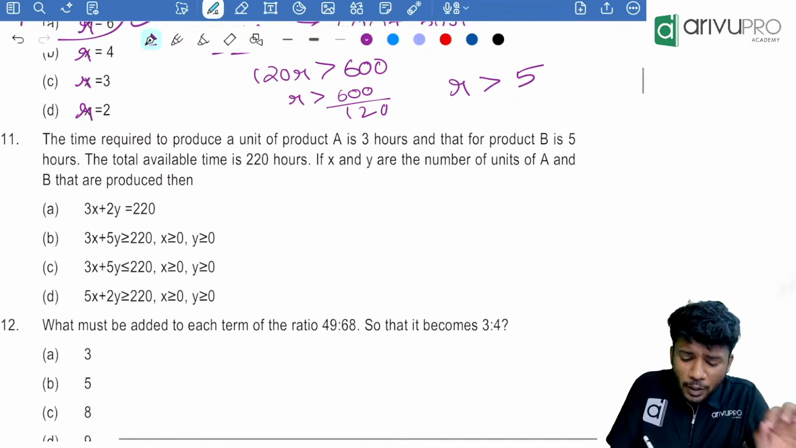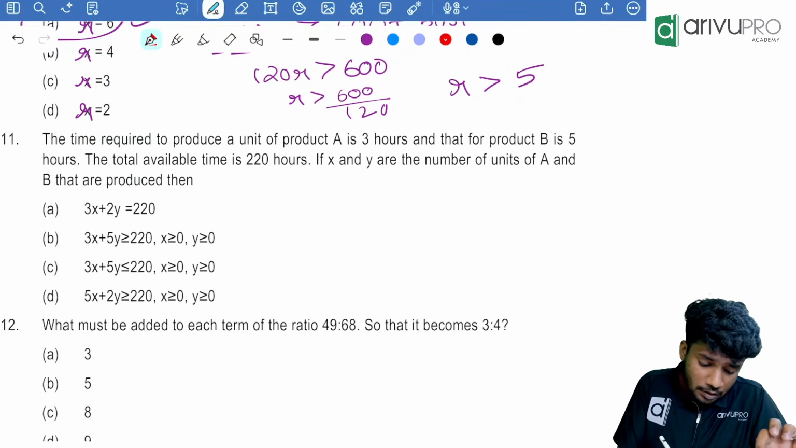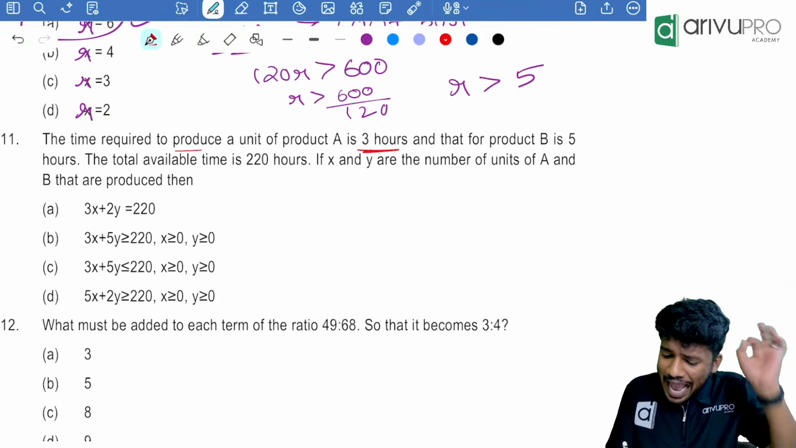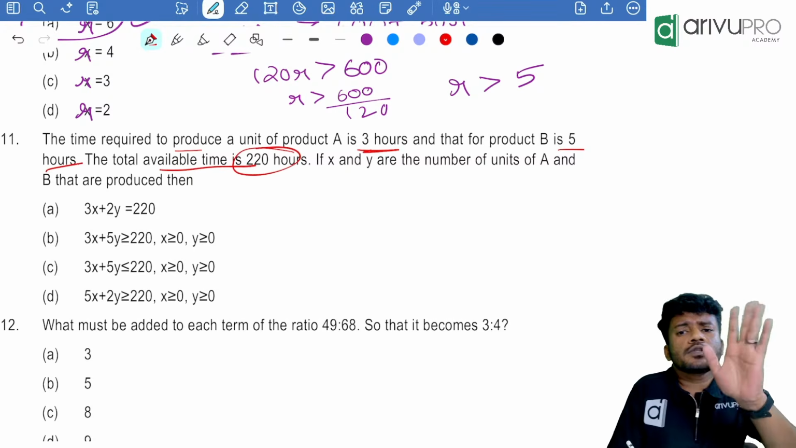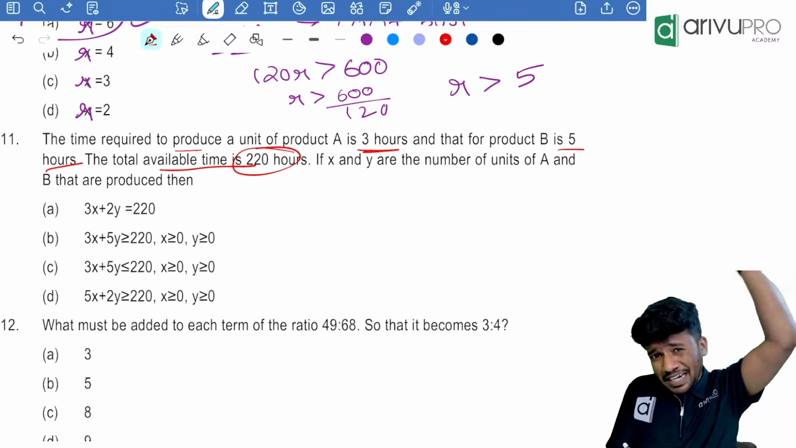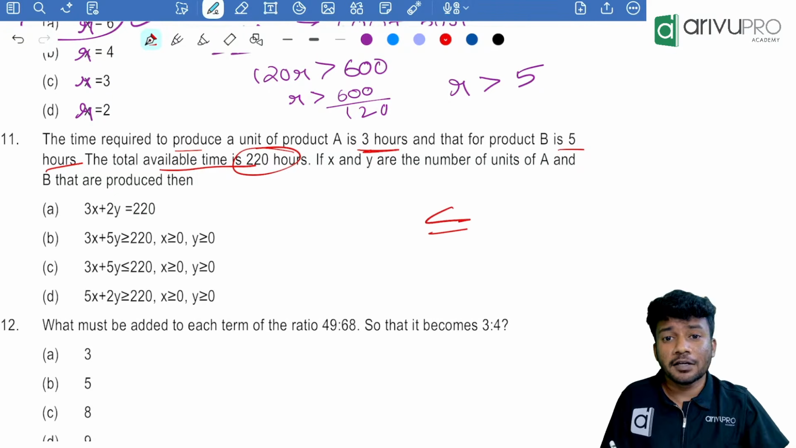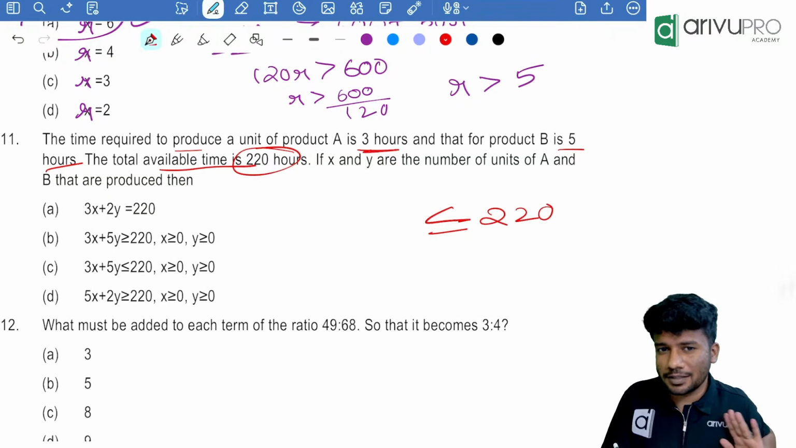The time required to produce a unit of product A is 3 hours and that of product B is 5 hours. The total available time is 220 hours. People, do you remember? A time related constraint should always be less than or equal to. Why? Because we can't work more than the given hours. That is not permitted.